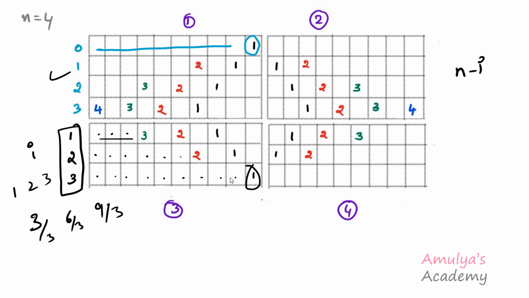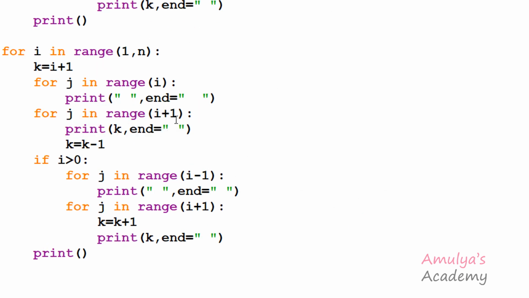So when i value is 1, 4 minus 1, we'll get 3 numbers, 1, 2, 3. When i equals 2, 4 minus 2, so we'll get 2 numbers. When i equals 3, 4 minus 3, so we'll get 1 number. Okay, so how many numbers do we want? We want n minus i numbers. So here I'll take n minus i numbers.